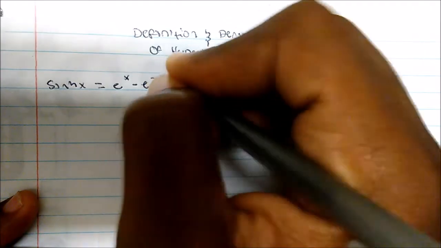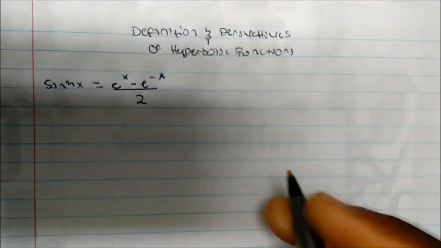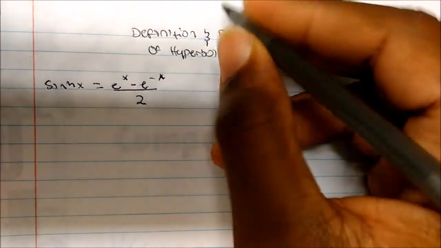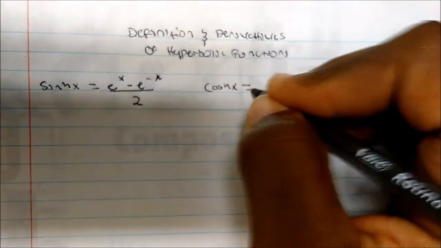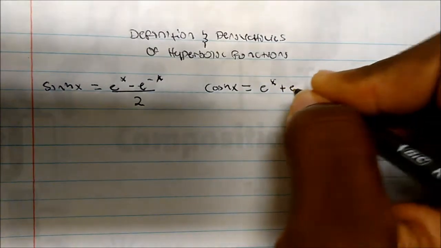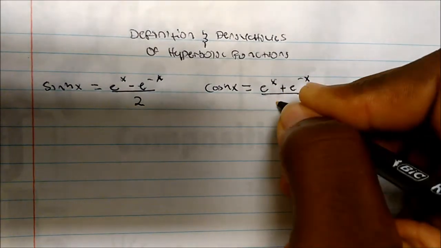So in this video, I want to talk about the definitions and derivatives of hyperbolic functions. Just a quick brief overview. We say the definition of sine hyperbolic of x is e to the x minus e to the negative x, divided by 2. We define cosine hyperbolic of x to be e to the x plus e to the negative x, divided by 2.